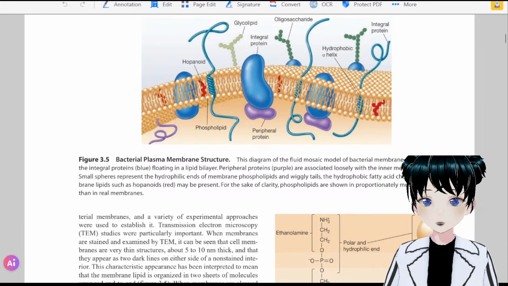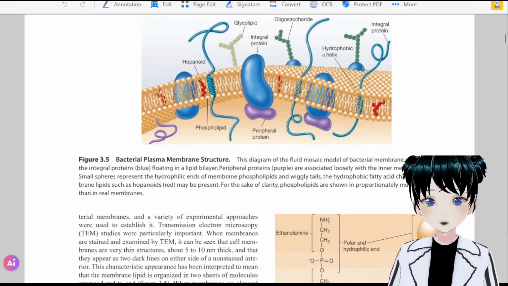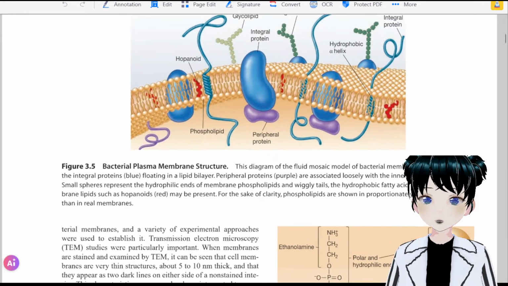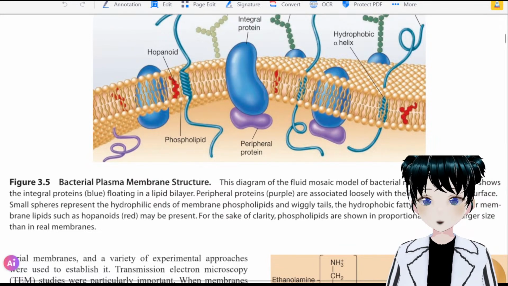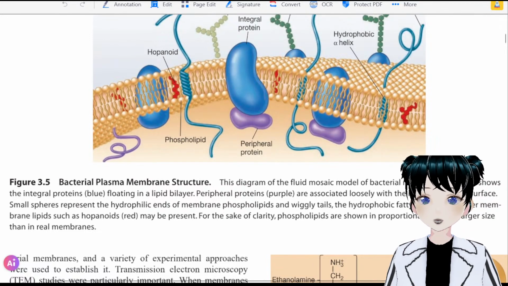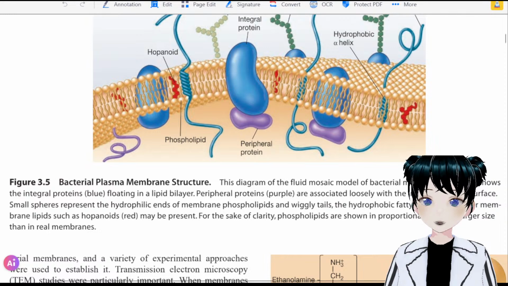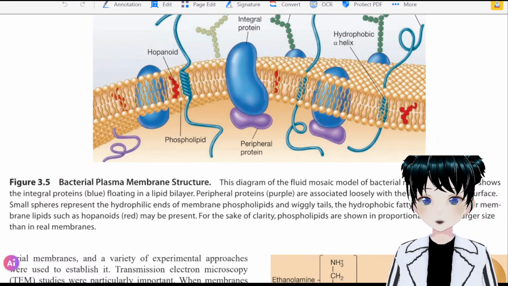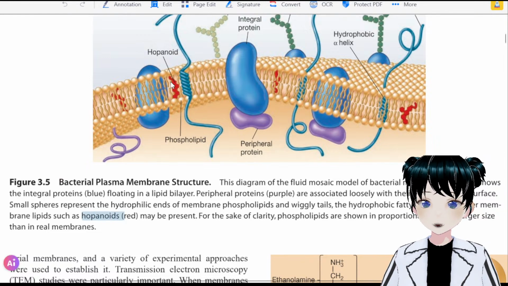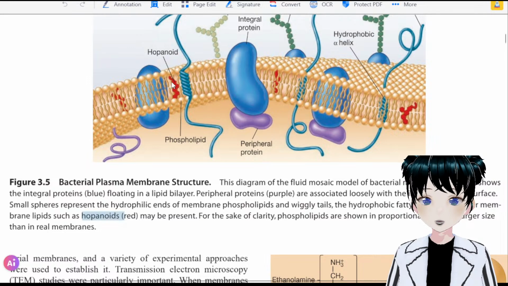So the other types of proteins that are in this lipid bilayer are these red types of protein. Now the opposite type of the peripheral protein must be the type that is completely within the lipid bilayer, and they are called hopanoids, as they showed in the red hopanoid, sorry.